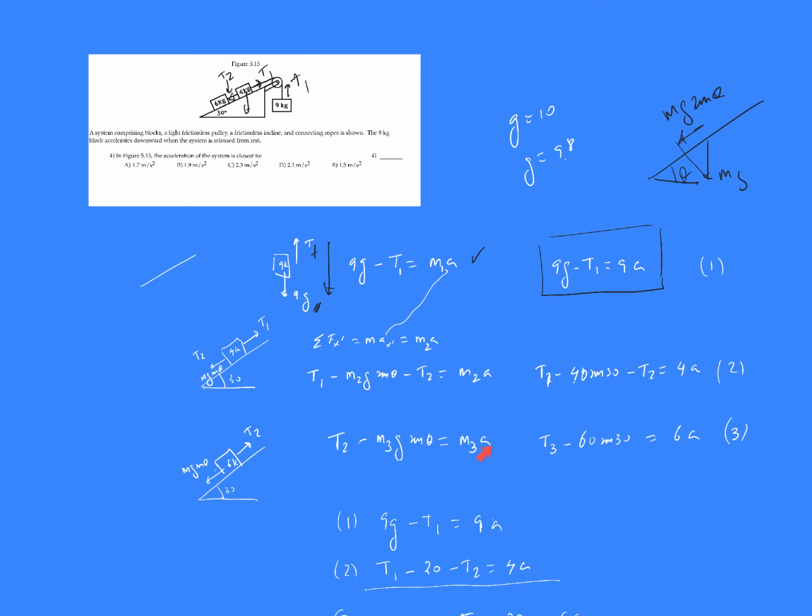I don't know A, I don't know T2, I don't know T1. Wow, how many equations do I have? 3 equations. How many unknowns do I have? Because I made a mistake, this is T2. How many equations do I have? 3 equations. How many unknowns? I have A as an unknown, T1 as an unknown, and T2 as an unknown. So I have 3 equations with 3 unknowns, so I can solve it.